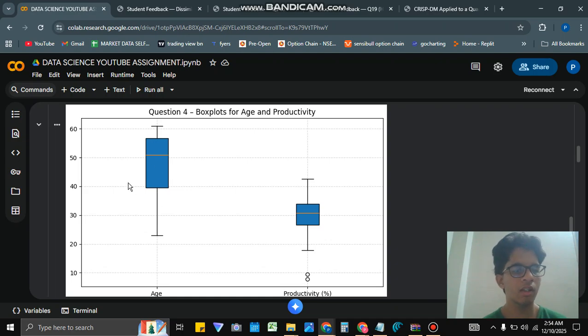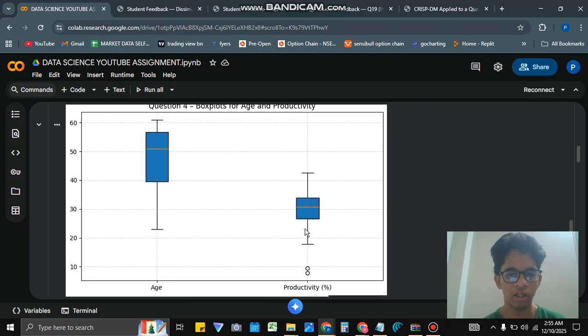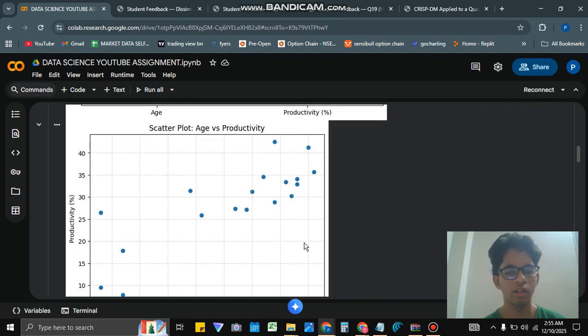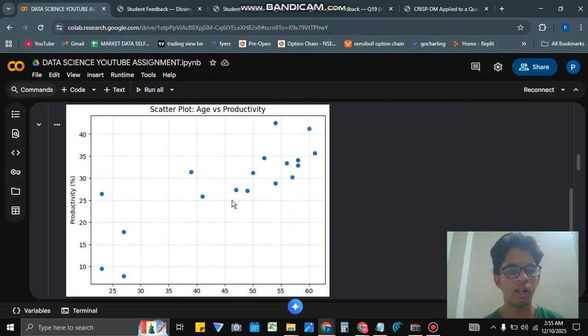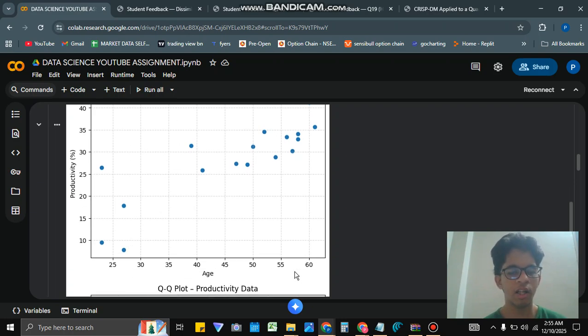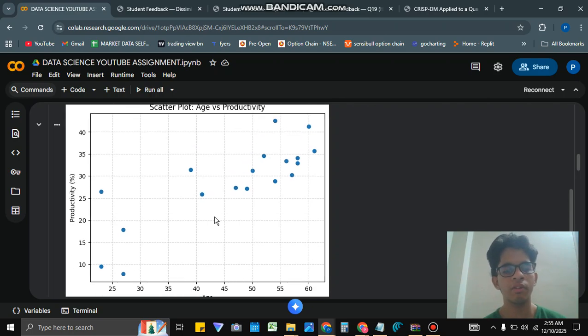Similarly, as we know, it shows the maximum point of the data set, the minimum point, and this is basically where the median lies, and the mode, the highest frequency occurring data points. Similarly for this as well, this data is quite symmetrically distributed, as we can see from the box plot. Then we have a scatter plot for age versus productivity. Here we have the age, like 25, 30, and here we have the productivity percentage.